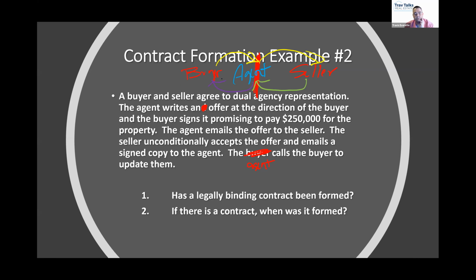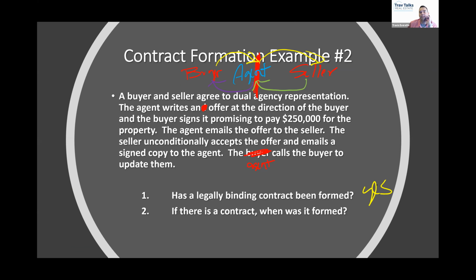The question is, do we have a contract? What do y'all think? Full circle. We agree. We definitely have a contract. Does everybody agree with that? Yes. Now, here's the big question that you're going to have to be able to answer on the test.